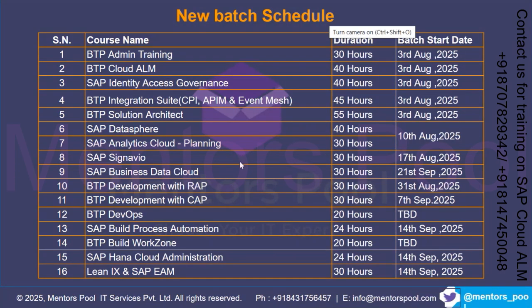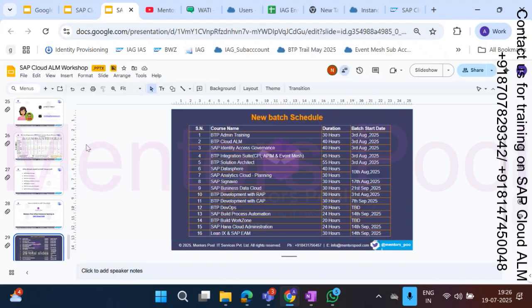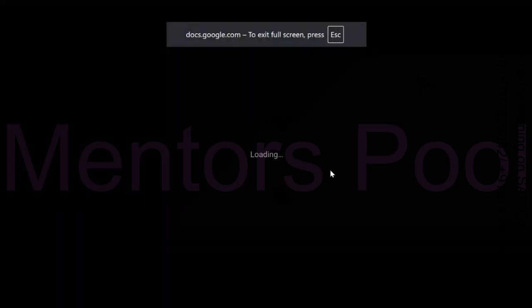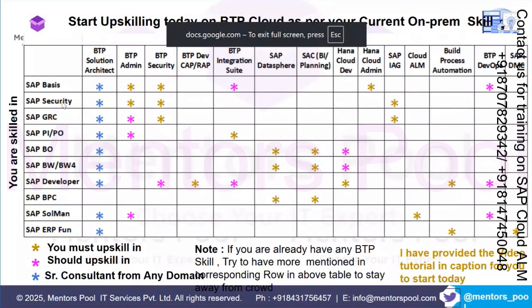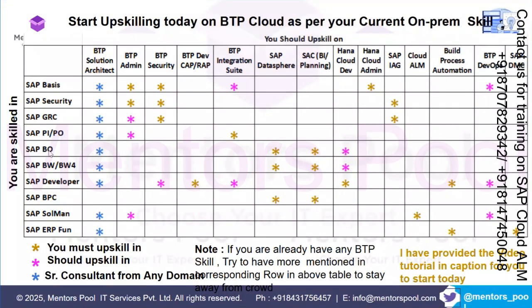And if you need help with what you can target, for that also I have a very good presentation. Maybe take a screenshot of it. If you are a basis, security, GRC, PI/PO, BO, BW, developer, BPC, Solution Manager, or ERP functional consultant, the yellow ticks are something you must do. And the pink one is what you should upskill in to keep yourself away from the crowd. If you're a senior consultant from any domain, BTP solution architect is recommended for you.